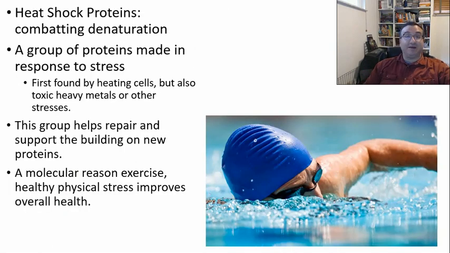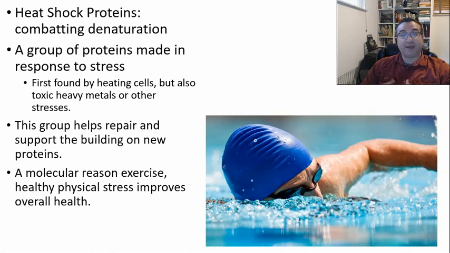We can talk about heat shock proteins. They combat denaturation. This is a group of several different kinds of proteins that your body makes in response to stress. It was first found by heating up cells, so they called it heat shock. But it can also happen from other kinds of stress, for example, the presence of toxic heavy metals or changes in pH. This group of proteins helps repair and support the building of new proteins.